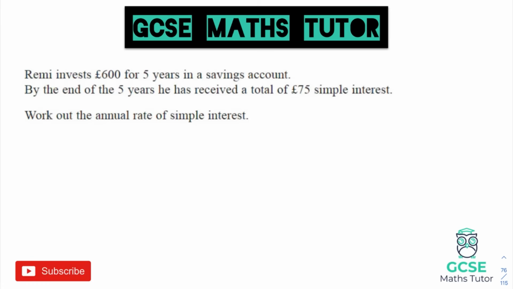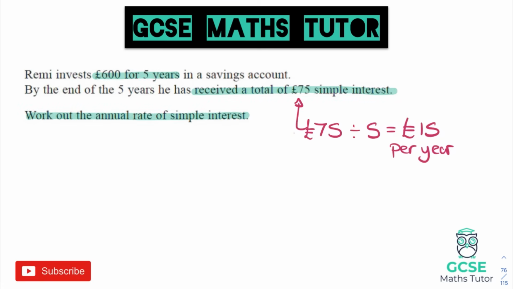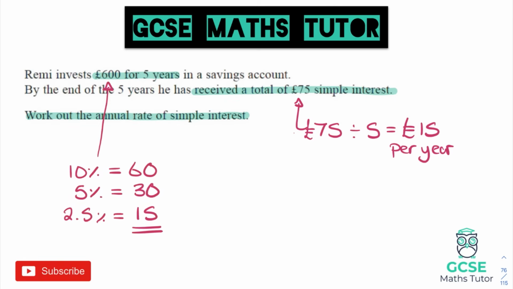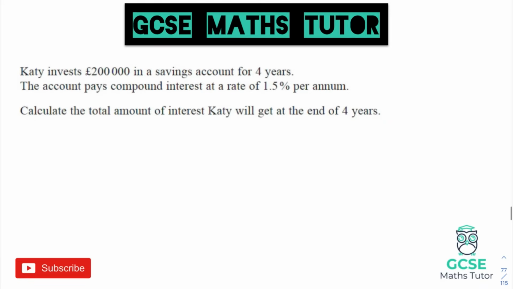If you have to look at simple or compound interest, read the question carefully. This one is about simple interest. So it says by the end of 5 years you get £75. With simple interest you get the same amount every year. So for 5 years that would be £15 per year. You can also work that out by looking at the percentages of an amount. So you can do that non-calculator, looking at 10, 5 and 2.5%, and just make sure you get a good match. If you have to do compound interest, with this question here you would normally use a multiplier.